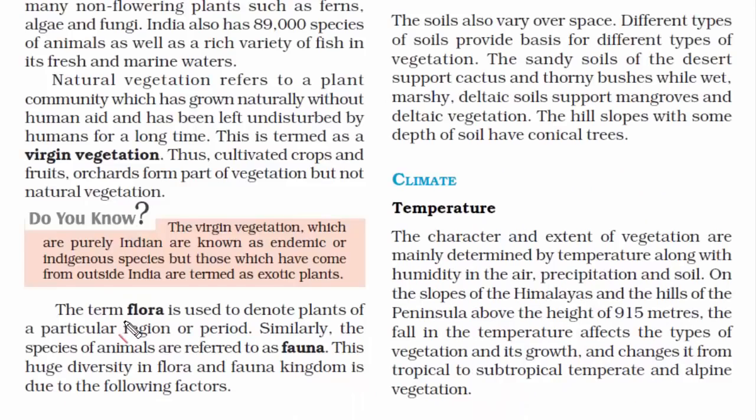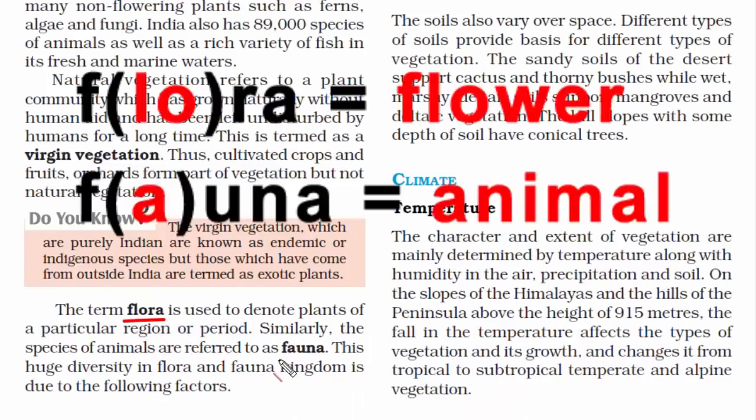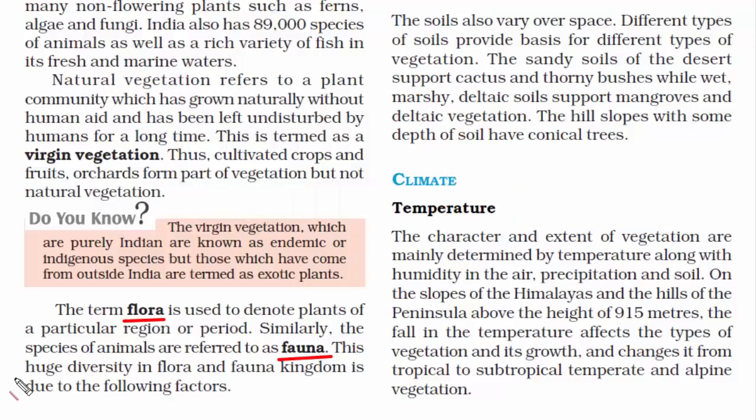Now the term flora and fauna. Flora means plants. So just remember this word as flower. And the word fauna, in which A is there after F, that means animal. So remember it this way and you will not be confused between flora and fauna. So in a country like India, there is a huge diversity in plants and animal kingdom. You will find many species of plants and animals.